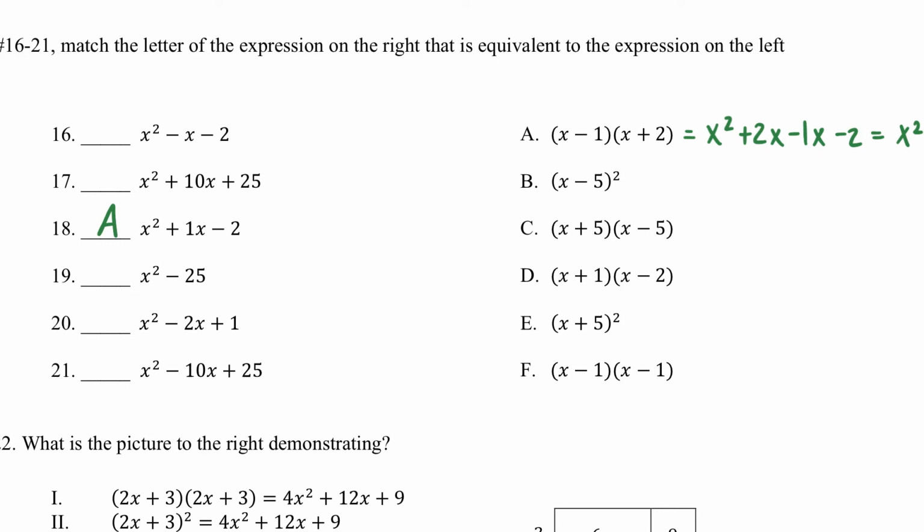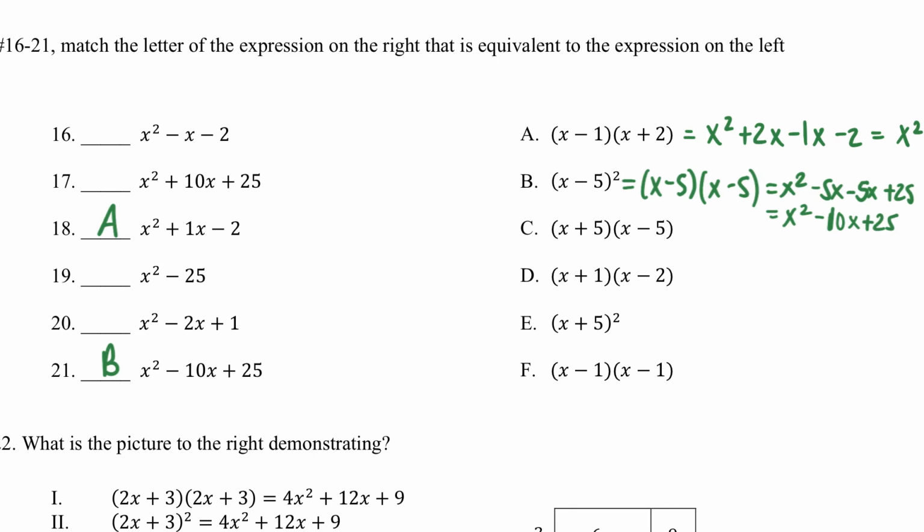So that's A. What would x minus 5 times itself be? That would be x minus 5 times x minus 5, which is really what? X squared minus 5x minus 5x plus 25, which is really x squared minus 10x plus 25. So x squared minus 10x plus 25, looks like that is 21 down there. So that's B.